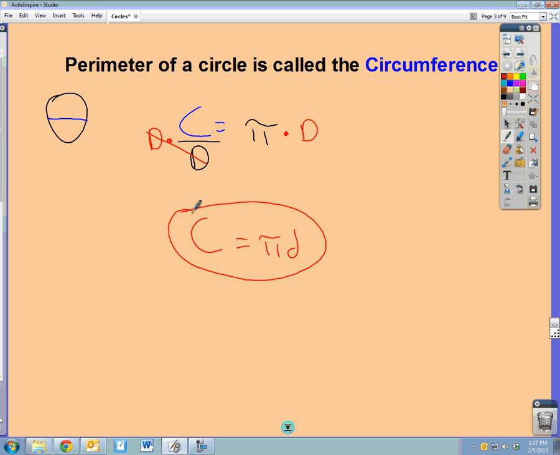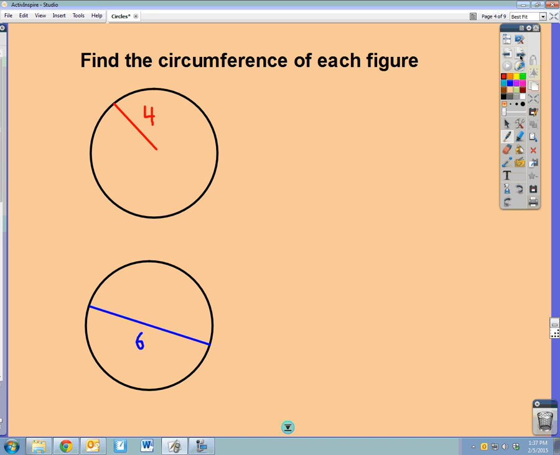But circumference is equal to pi times the diameter. So if you know the diameter, if you know the distance across, you can find the distance around the circle by multiplying times pi. So take a minute, solve these two problems, figure out the circumference of each of those circles, and then I'll put the answers up on the board, and you can either click on the link if you get it wrong, or keep moving after that.